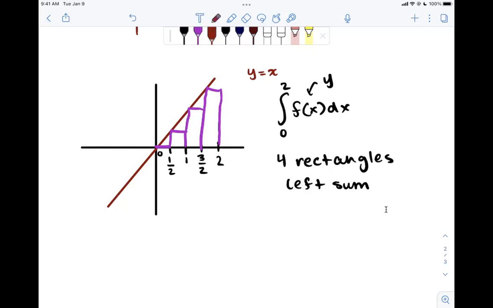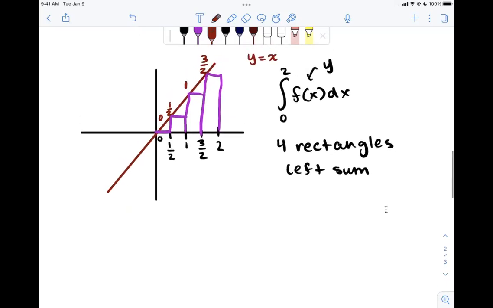Now the second rectangle, the width of each rectangle, remember, is just 1/2. And then the height, well, the height of the first one is 0. The second one, the height is this point. So f of 1/2, which is 1/2. And f of 1, which is 1. And finally f of 3/2, which is 3/2.